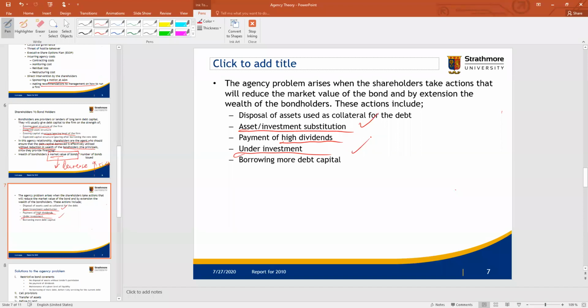Other concerns include, for example, the borrowing of more debt capital. Borrowing of more debt capital. Okay.